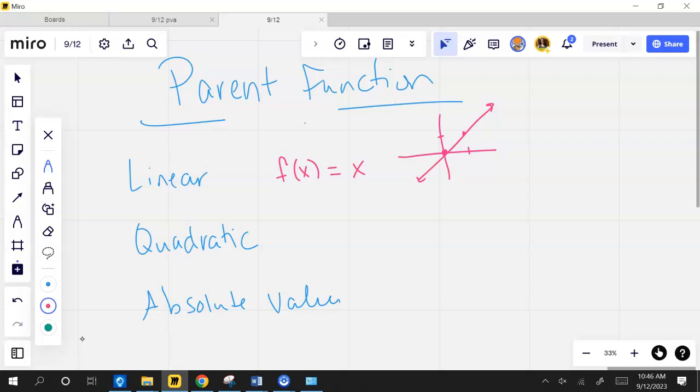What do you think the parent graph for quadratic looks like? What's the equation look like? F of x equals just x squared. That's exactly right. And then you said it's a U. What do we call that? A parabola. The vertex sits at 0, 0. It has the points 1, 1 and -1, 1, and it curves this way. Yep, that's quadratic.